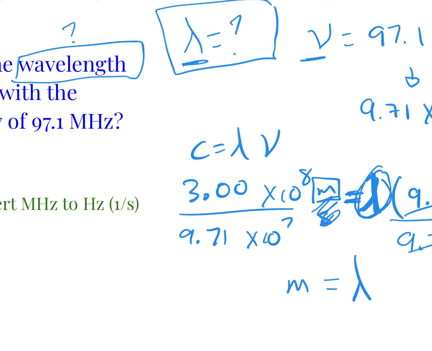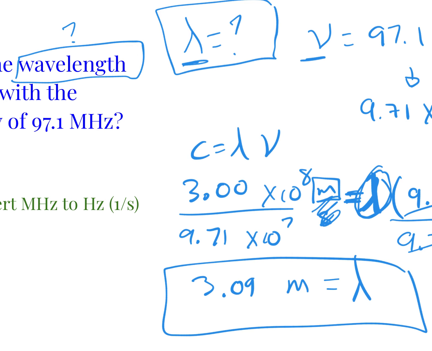And I grab my calculator and I go 3 double E or EXP on the Casio to the 8 divided by 9.71 double E or EXP on the Casio 7. And my calculator tells me roughly 3.09 meter. So the wavelength of most radio stations, if it's an FM, will be from a couple meters to a few meters in length. AM, much longer.